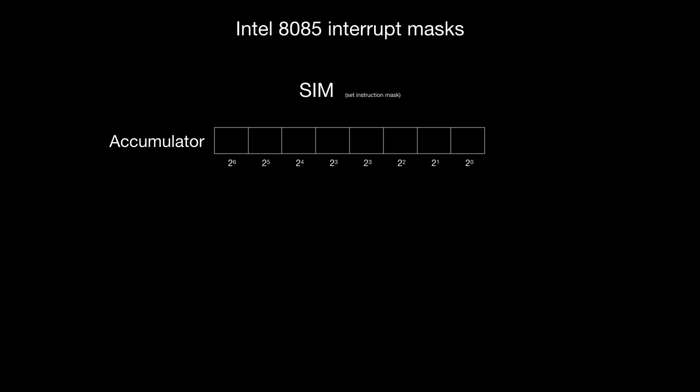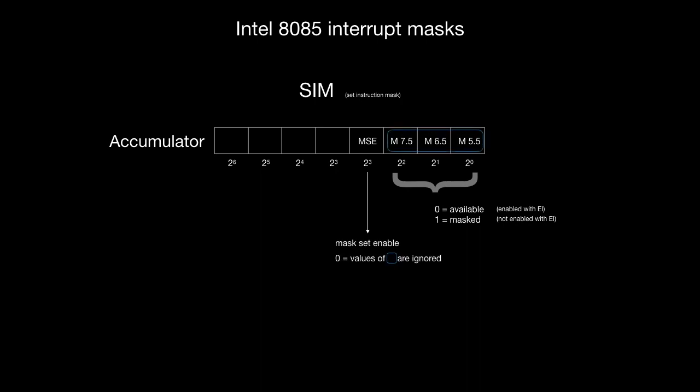In the lower bit, there's a mask for the 5.5, and the next are 6.5 and 7.5. So if there's a 0, that means the mask is not set and the interrupt is available, and if there's a 1, it's not enabled, not even with enable interrupt. MSE stands for mask set enable, so with a 0, the mask is not set or changed, and with a 1, the masks are set.